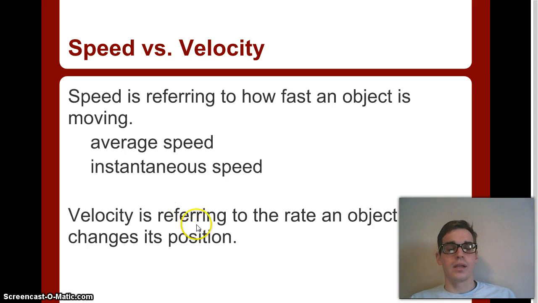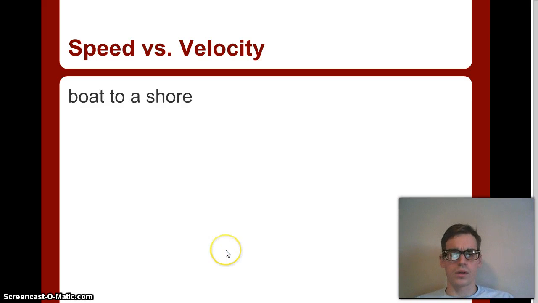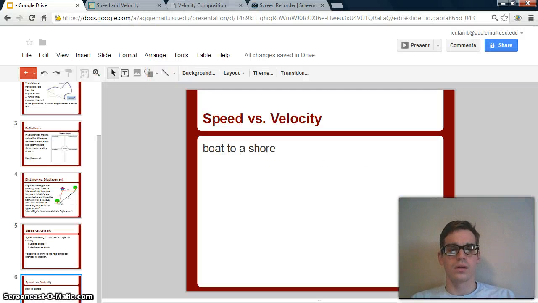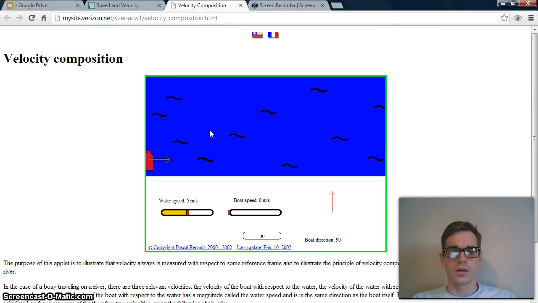Velocity, however, is a bit different, because it refers to the rate an object changes its position. To think about this, we're going to look at an example using this little computer model. So if we look at this, there are several different components that need to be taken into account here. We'll run this once so that I can show you kind of what it does. I don't know if it'll work. Here we go.